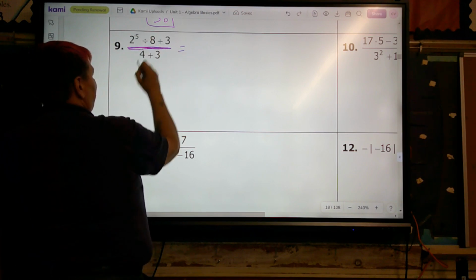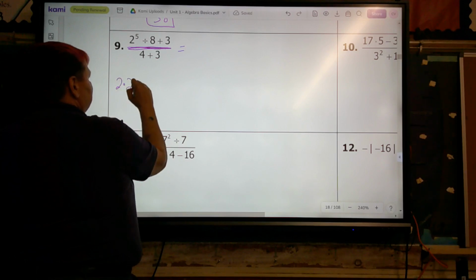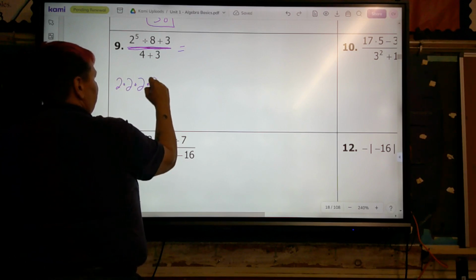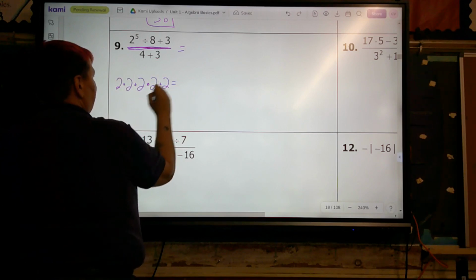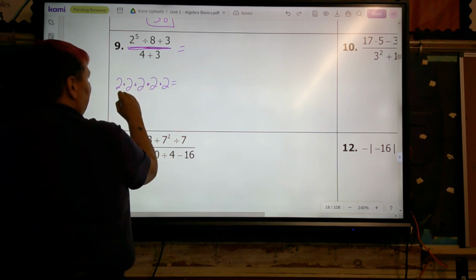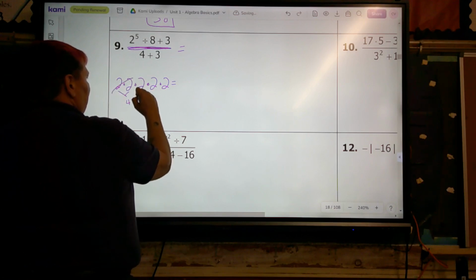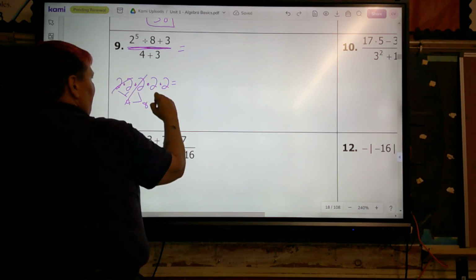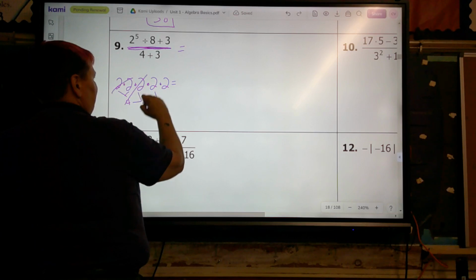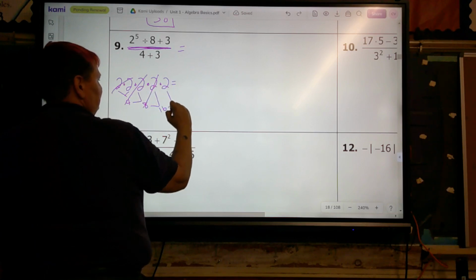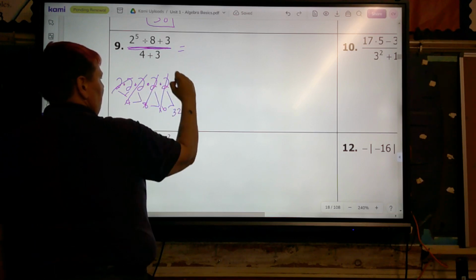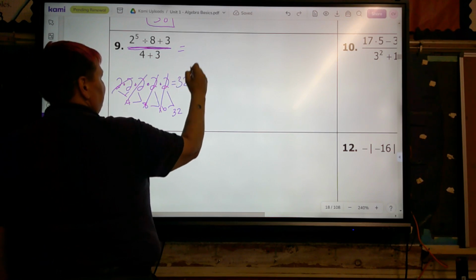Alright, 2 to the 5th power. 2 times 2 times 2 times 2. 2 5 times. 1, 2, 3, 4, 5. 2 times 2 is 4. 4 times 2 is 8. 8 times 2 is 16. And 16 times 2 is 32. So 2 to the 5th power is 32.